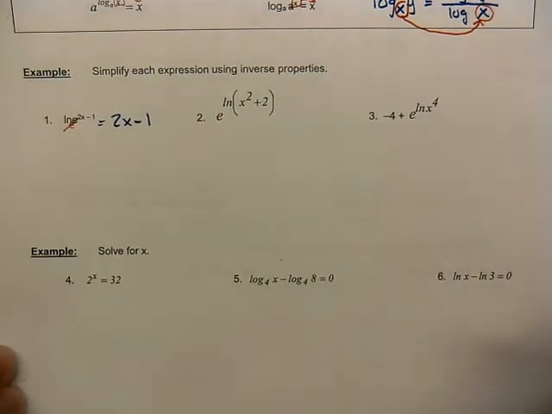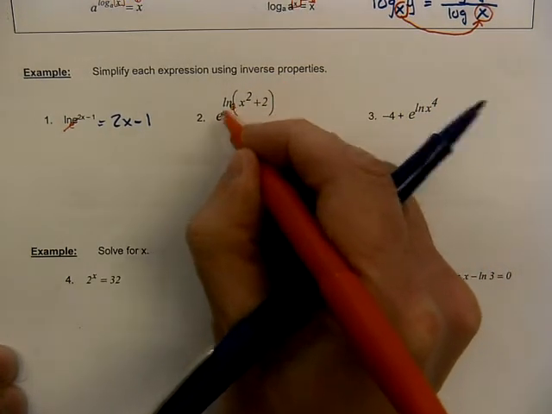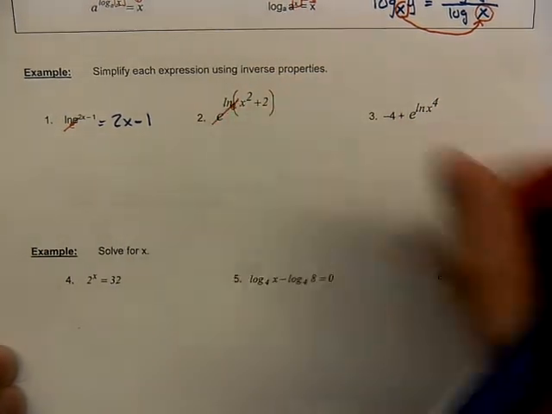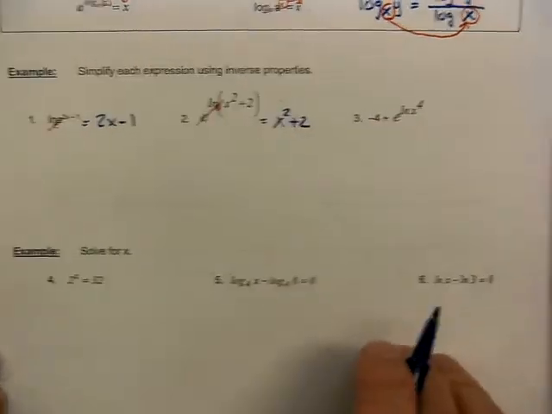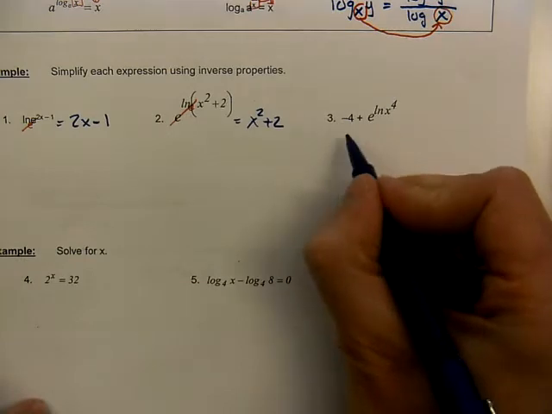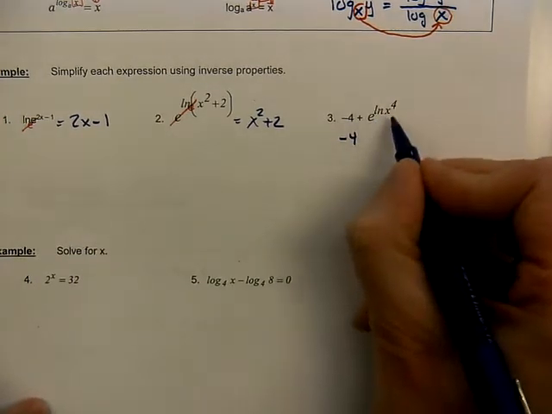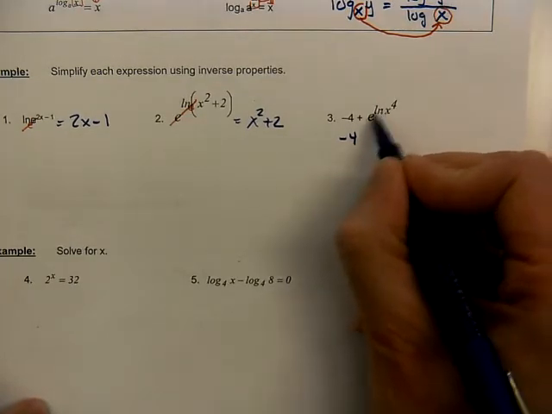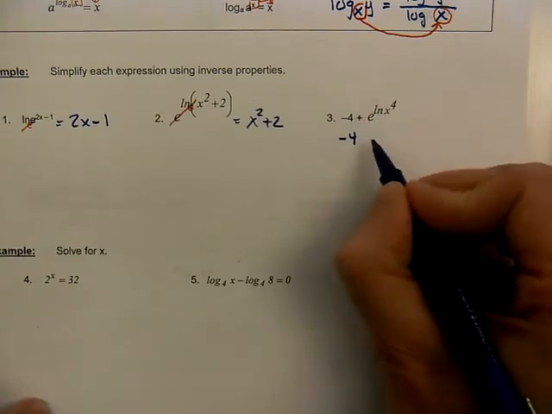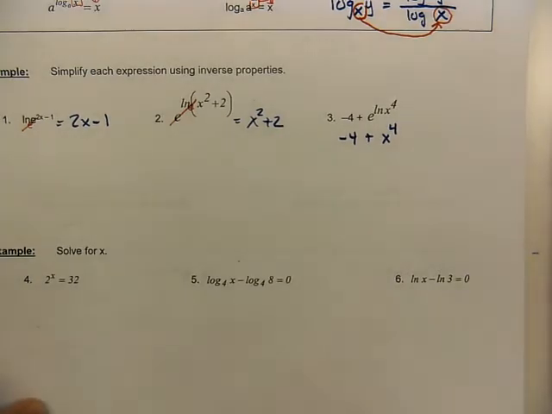Same idea in number 2. Here's the base of e, and in its exponent is a logarithm. So the exponent and the logarithm are inverse operations. They cancel themselves out. And so you're just left with x squared plus 2. Here in number 3, we have this constant term of negative 4 in front, so it's just going to sit there for a while. Look at the second term. There's your base of e, raised to the power of natural log. The bases match. They cancel out. They undo each other. And you're left with the x to the 4th. And that's as far as we can simplify it. So those don't take very much work at all.